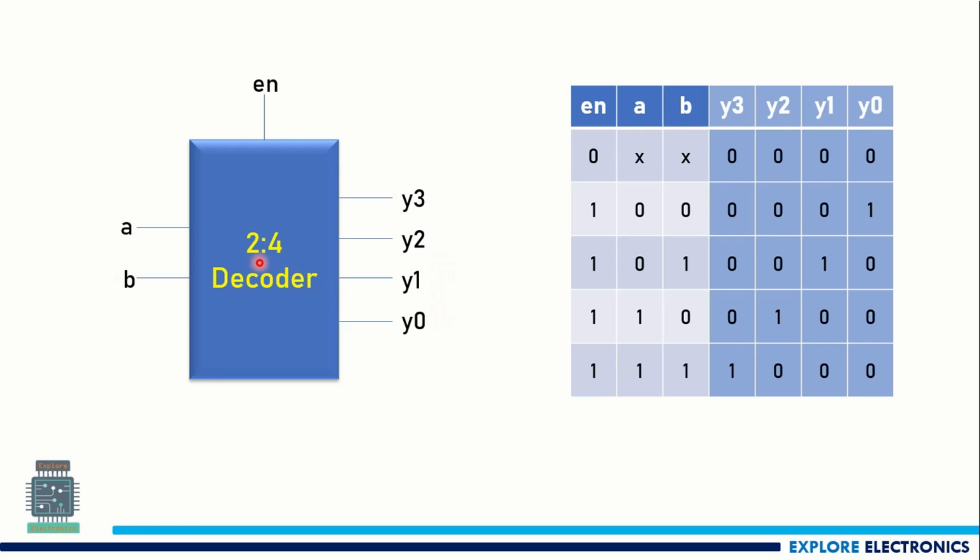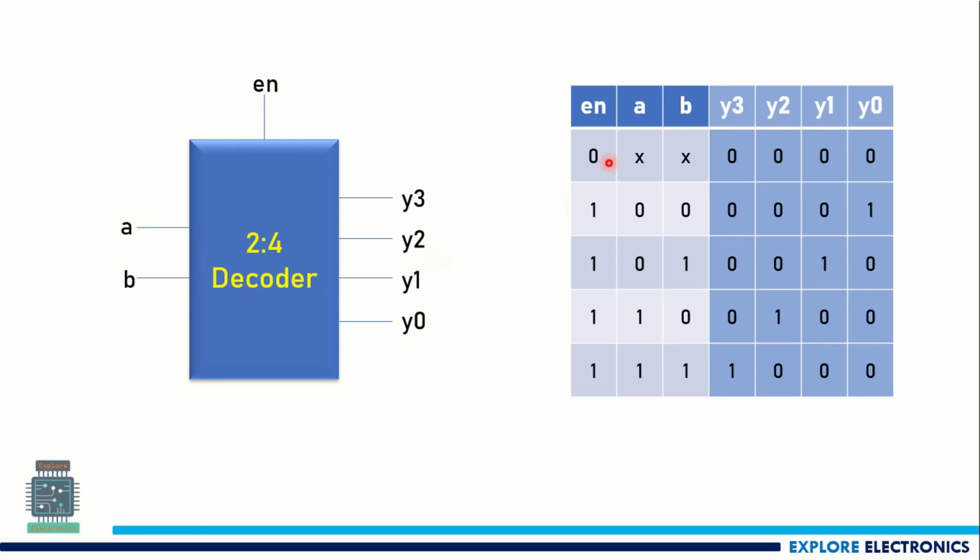As the name says, it is a 2:4 decoder, meaning it takes an encoded version of the inputs, that is AB, and decodes that to a 4-bit output, that is Y3, Y2, Y1, Y0. To control the operation of this decoder, we have an enable signal. This enable signal is an active high signal. When enable is 1, this decoder is going to perform the decoding operation.